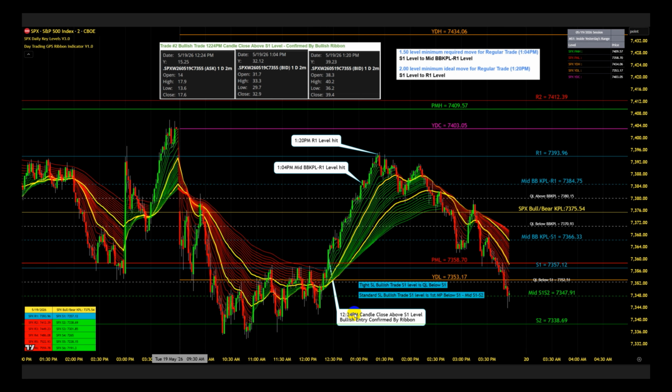Okay, so on this candle close here, we have a candle close above a main key level, the S1 level. Your tight stop loss here would be the QL level below the S1 level. Your standard stop loss is the first midpoint level below the level that we're basing the bullish trade on, in this case the S1 level, that is the mid S1, S2 level. As you can see here in this particular trade, neither stop loss was hit.